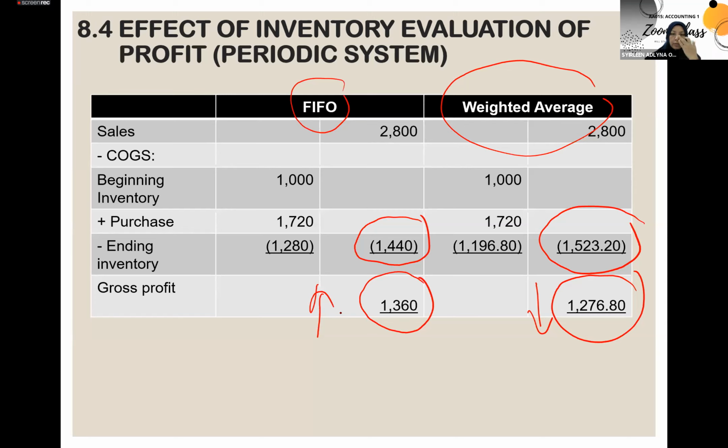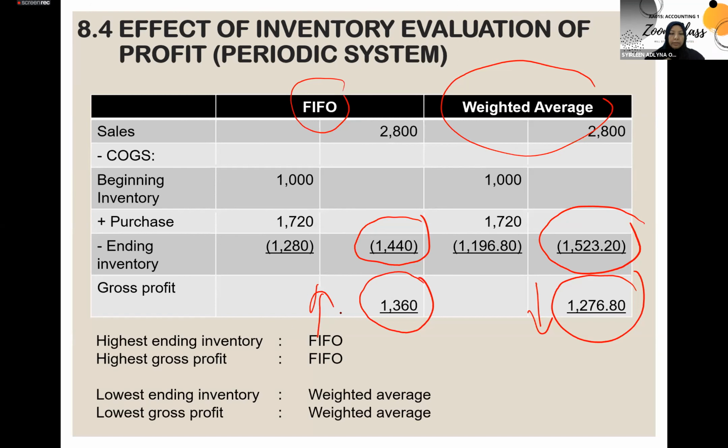Okay, so ini kalau guna periodic. Okay, so you nampak dekat sini dia punya kesimpulan tu, the highest ending inventory is FIFO. Okay, the highest gross is also FIFO. Okay, tapi kalau kita guna weighted average, dua-dua tu kita akan dapat rendah. Okay, sebab kita punya ending inventory tu rendah dan menyebabkan your COGS akan tinggi. So bila COGS you tinggi, automatically your gross dia akan decrease lah. You will get the lowest gross profit. Okay, alright, this is using periodic system.